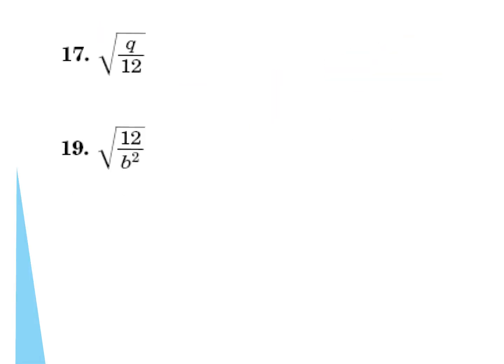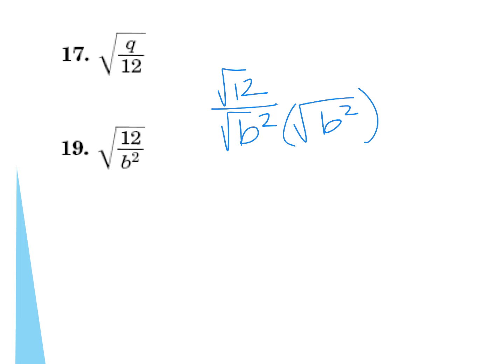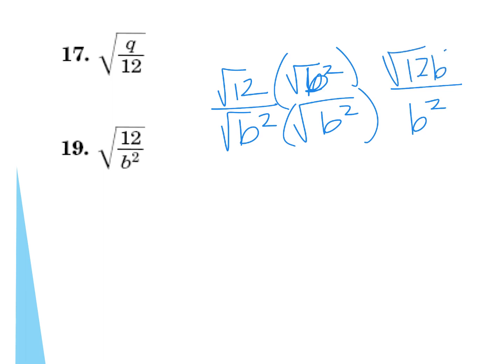All right, so we can make it look like a pencil. Hang on. Okay. We have radical 12 over radical b squared. So we are going to multiply the top and the bottom by radical b squared. On the bottom, it just comes out of the radical as b squared, but on top, I have radical 12b squared.